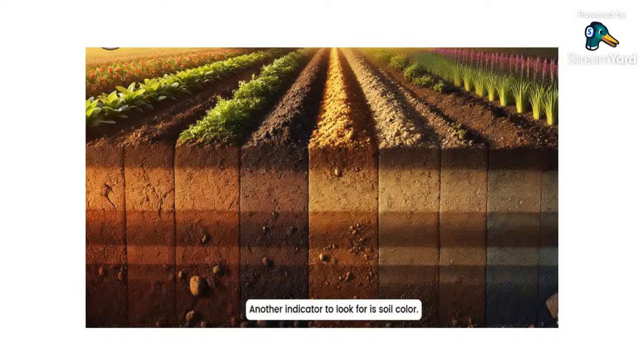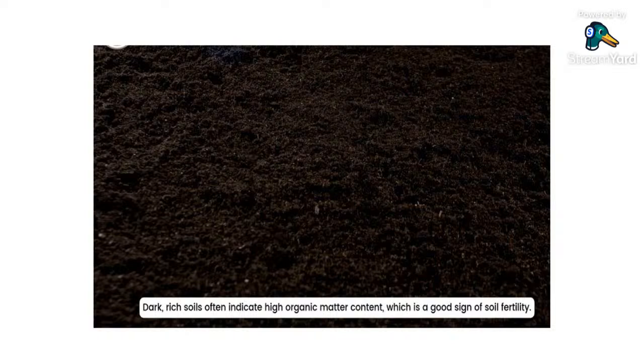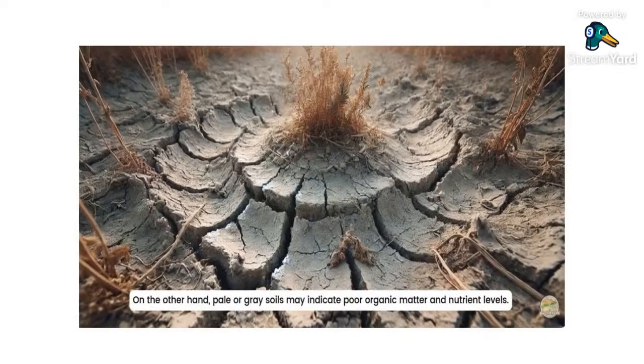Another indicator is soil color. Darker color signifies a high content of organic matter, whereas a light color may indicate poor drainage or less fertility in the soil. Pale or gray colored soils may indicate poor organic matter content, and a lack of this staining may also indicate poor drainage.